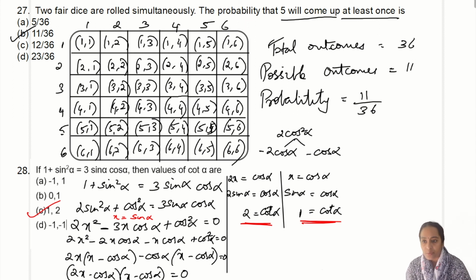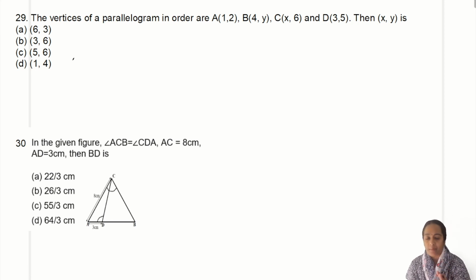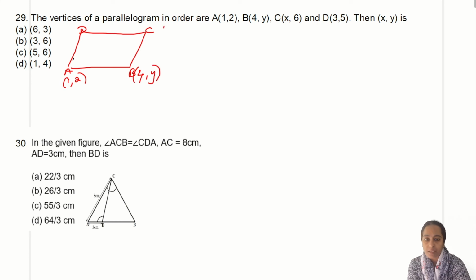So we have the next question, children. The vertices of a parallelogram in order are, so let me draw the parallelogram now. So A, B, C, D. So these are the vertices. I have the coordinates 1, 2, 4, y, x, 6, 3, 5. So this is what the question says: the vertices of a parallelogram taken in order. Then x and y is asked in the question.